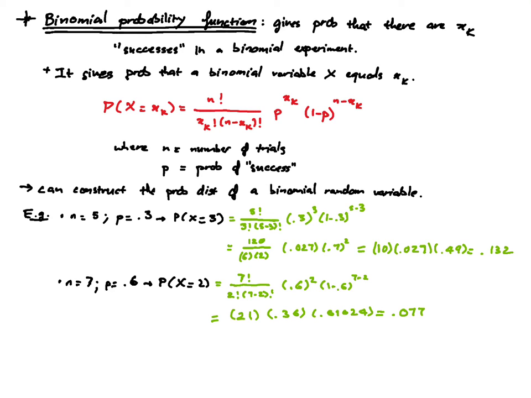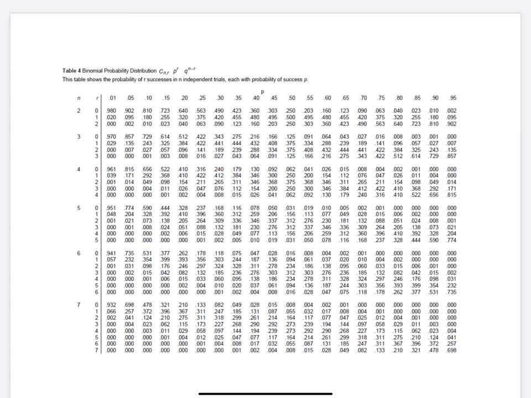So using the formula is all fine and good. You can just plug in the numbers and do the calculation. But it's very easy to make mistakes. So what a lot of people do, and what you can do in this course, is use what's called the binomial probability distribution table. Here is one page of the table. The whole table has been posted on CourseNet, so you can go and look it up there.